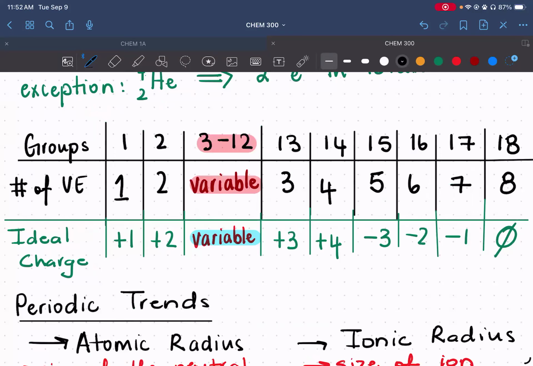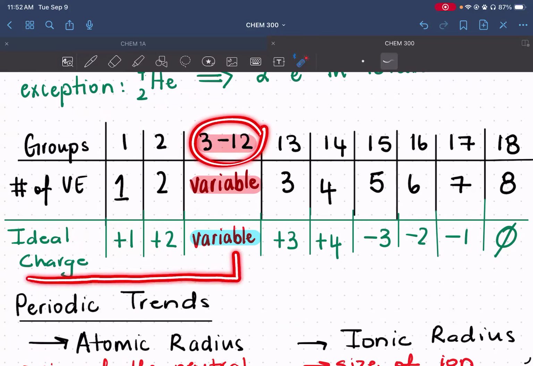According to that little table we talked about, that table that I do expect you to have at the ready, or at least study it. Groups 3 to 12, which is where iron is located, has a variable ideal charge, meaning you cannot just look at the table like you would everything else and predict what the charge is going to be. The truth is, it will depend.